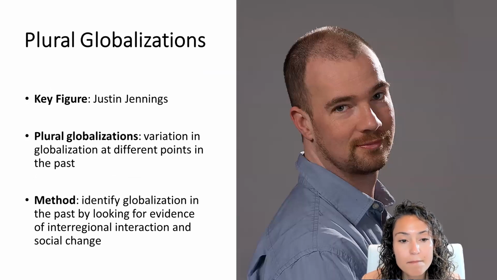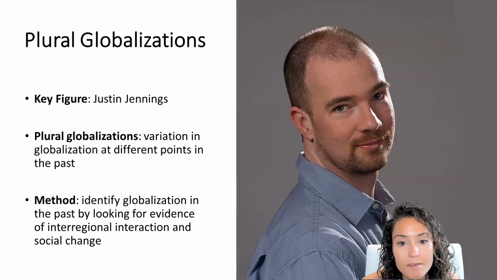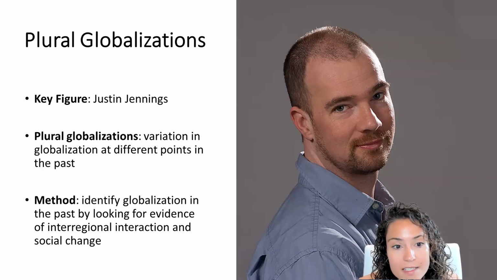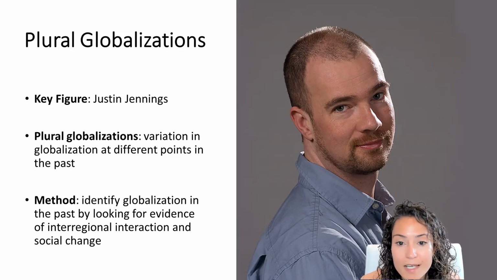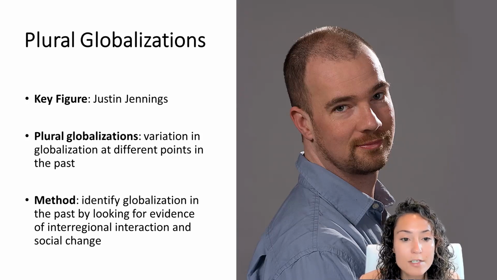A 2011 book by the Royal Ontario Museum curator Justin Jennings addresses the issue of globalization in the past directly, especially this idea of pulsating systems, systems that expand and collapse. Jennings examines what he calls plural globalizations, variations in globalizations at different times in the past. Drawing on world systems approaches, he argues that it is possible to identify earlier phases of large-scale integration by looking for a dramatic increase in interregional interaction, as well as social changes that are associated with the creation of these interactions.